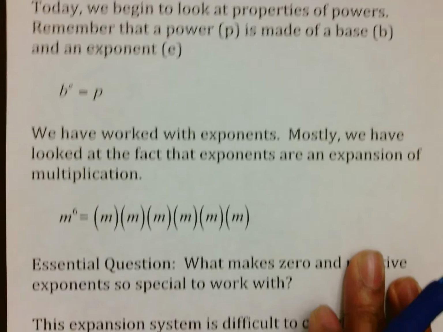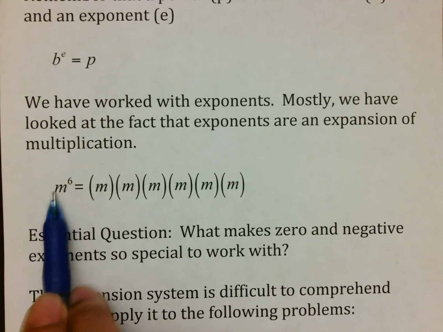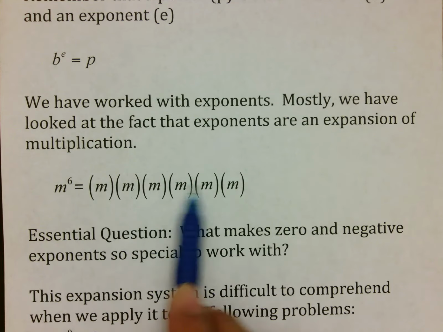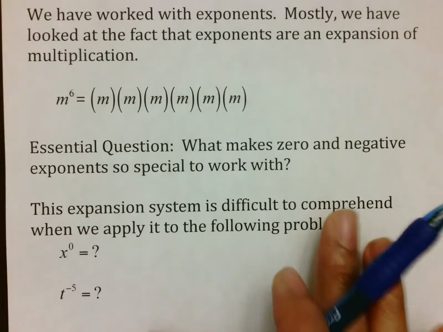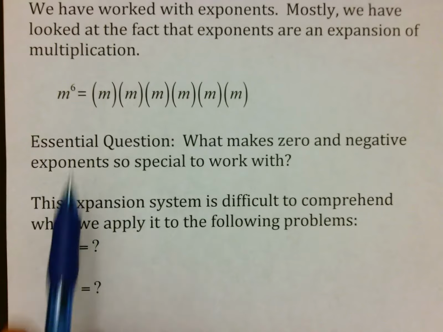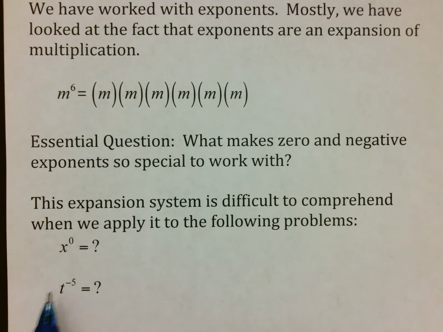Mostly we've looked at the fact that exponents are an expansion of multiplication, and so we learned that whenever we have n to the sixth, what it means is that you want to multiply n 1, 2, 3, 4, 5, 6 times. But that brings us to our essential question, which is what makes zero and negative exponents so special to work with. That expansion system doesn't work when we apply it with x to the 0 or t to the negative fifth, because it doesn't really naturally fit what we learned when we first started working with exponents.